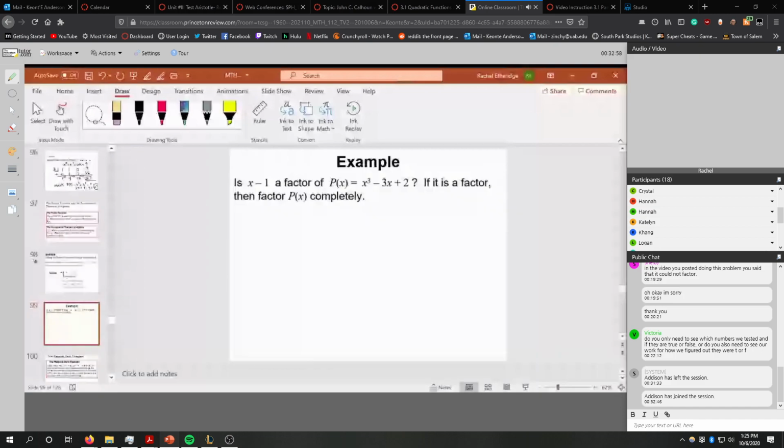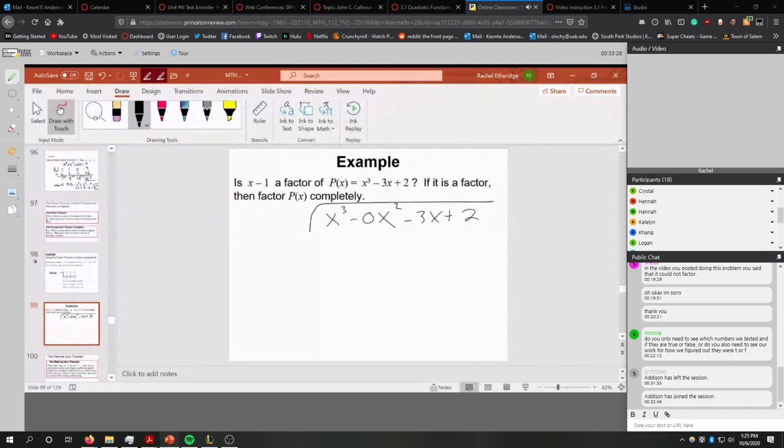Is x minus 1 a factor of that polynomial? If it is a factor, then finish factoring completely. So I'm going to use synthetic division here. Zero, I got to have a zero for x squared because I'm missing the x squared term. And what I'm doing is really I'm doing division, but I'm not going to use long division. I'm going to use synthetic division. So I'm going to bring down my coefficients.